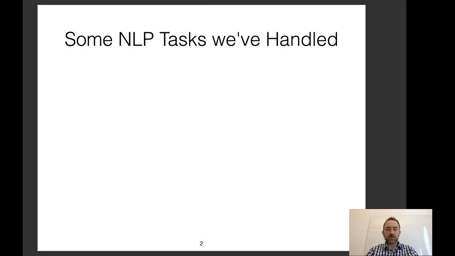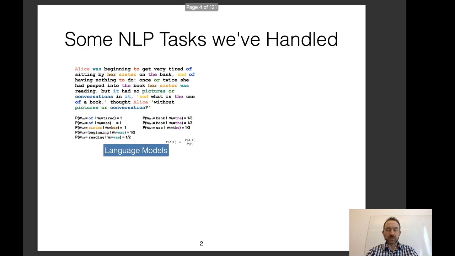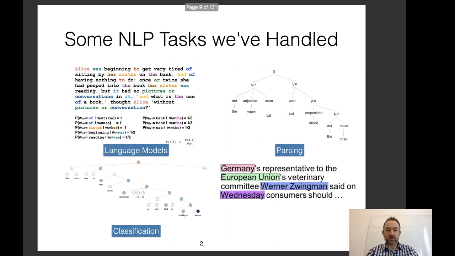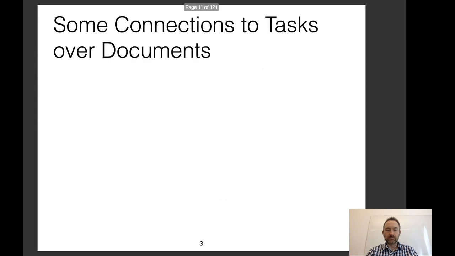So we've talked about a number of NLP tasks throughout this class, such as language modeling, which tries to predict the probability of sentences, parsing, which tried to predict syntactic structure, classification, which tried to predict labels, and entity tagging, which tried to predict particular spans belonging to a particular entity.